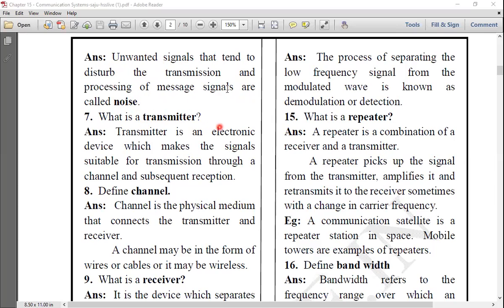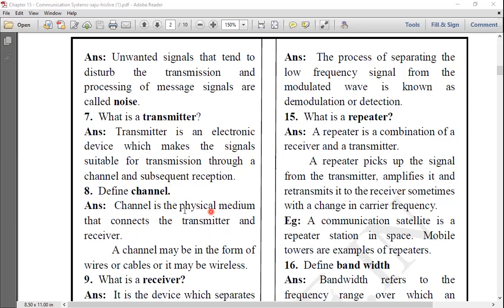Next is what is transmitter? Transmitter means what? The one who transmits. So transmitter is an electronic device which makes the signal suitable for transmission through a channel and subsequent reception. That is called transmitter. Next is channel. What is channel? Channel is the physical medium that connects the transmitter and receiver.